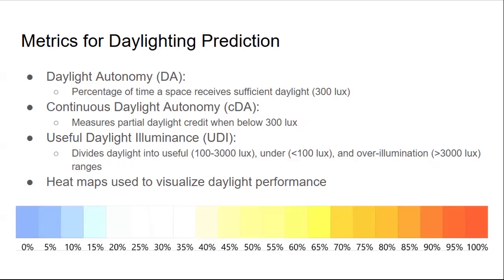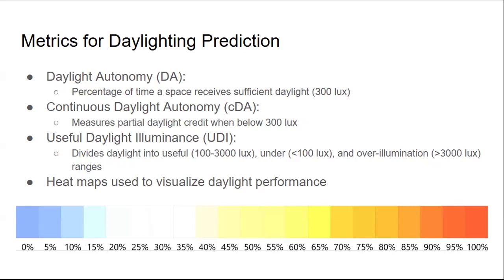So which brings us to the next metric, continuous daylight autonomy, or CDA, which improves on DA by giving partial credit to points in the room where the daylight level is below 300 lux but still contributes to lighting. For example, if a point in a room receives 200 lux instead of the required 300, CDA will still assign partial credit instead of giving a zero. This allows a more nuanced understanding of daylighting performance and recognizes that some daylight is better than none, even if it doesn't meet the threshold.